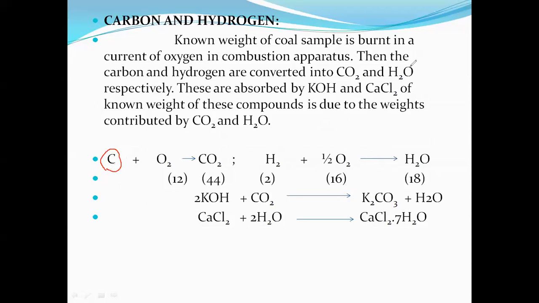Now, let me tell you again. During the ultimate analysis, the coal sample contains, I'm repeating, combustible matter. What is the combustible matter here? Carbon is a combustible matter. Hydrogen is a combustible matter. The coal sample contains combustible matter like carbon, combustible matter like hydrogen, combustible matter like sulfur, and a non-combustible matter like nitrogen.